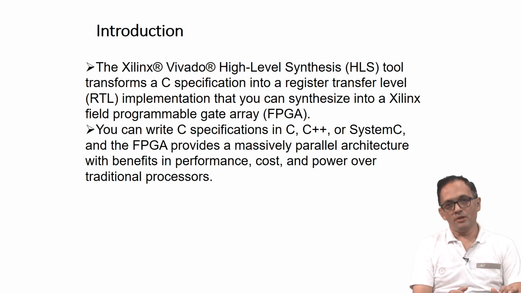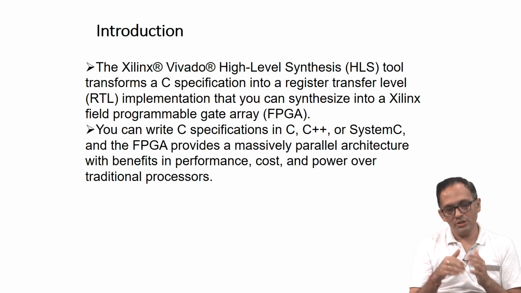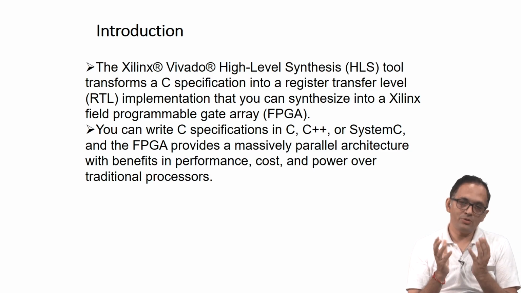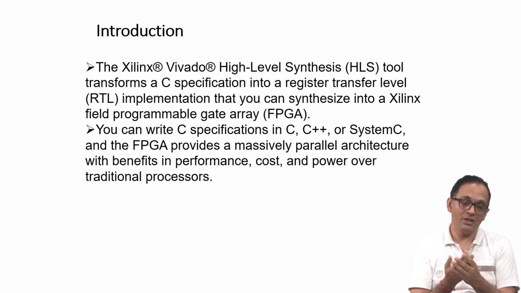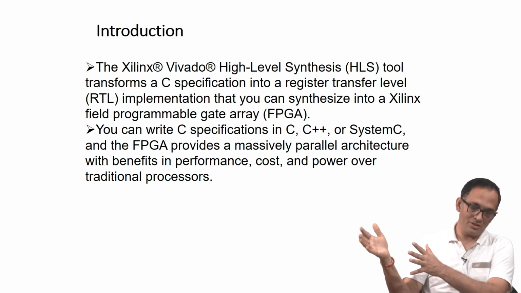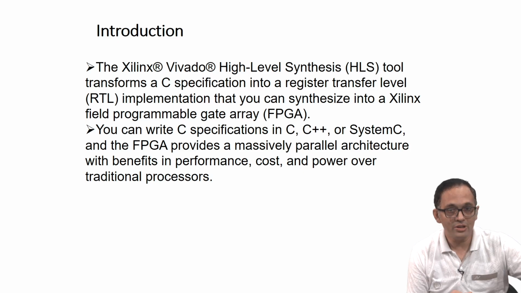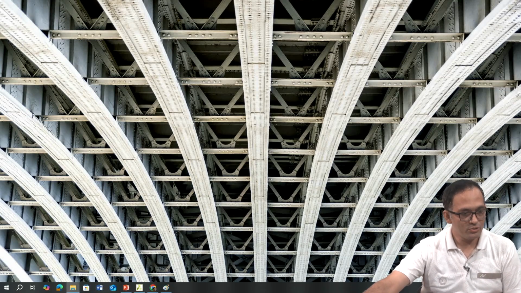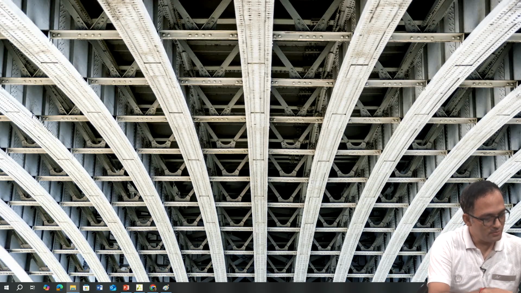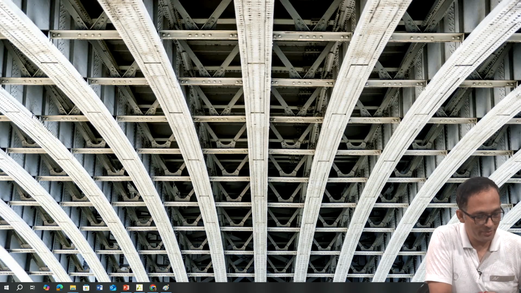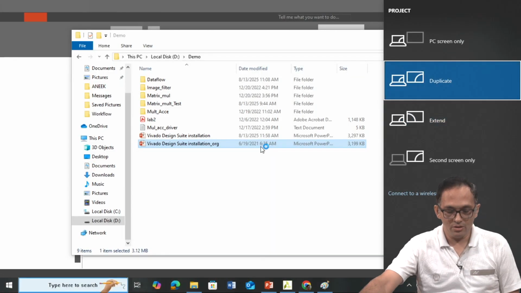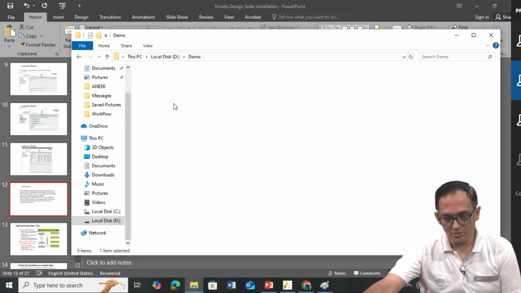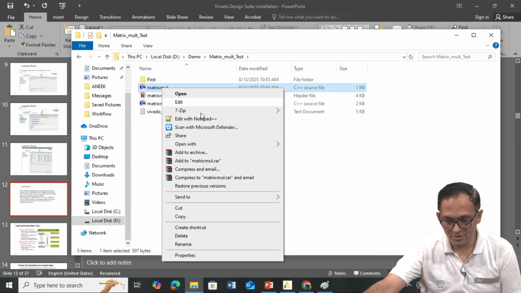Now, for using the tool, you have some design, which means you have some C code corresponding to the design in your mind. You will create the C file first. In our case, I will show the demo with matrix multiplication. I have already written the code, so I will show you the code I have written. I have written the matrix multiplication code, and I will open it.